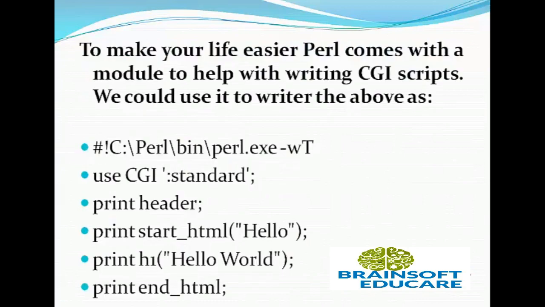To make your life easier, Perl comes with a module to help with writing CGI scripts. We could use it to write the above. We define the path, that is C drive, Perl, bin, perl.exe. Use CGI with single inverted commas ':standard', and print header, print start_html. The title is hello, and print h1 with the words hello world, and print end_html. So it will print hello world. This is the format of coding CGI scripting.